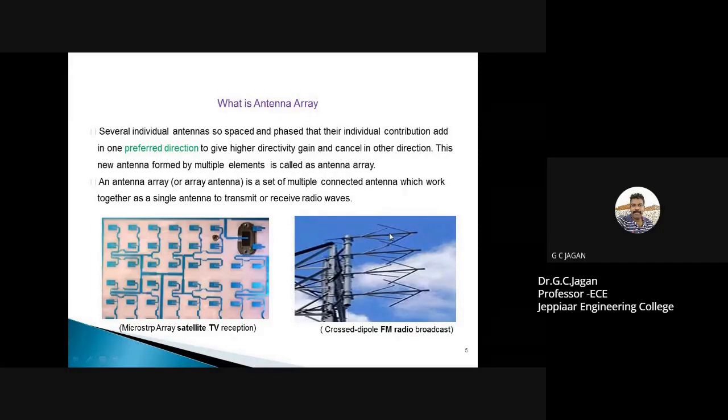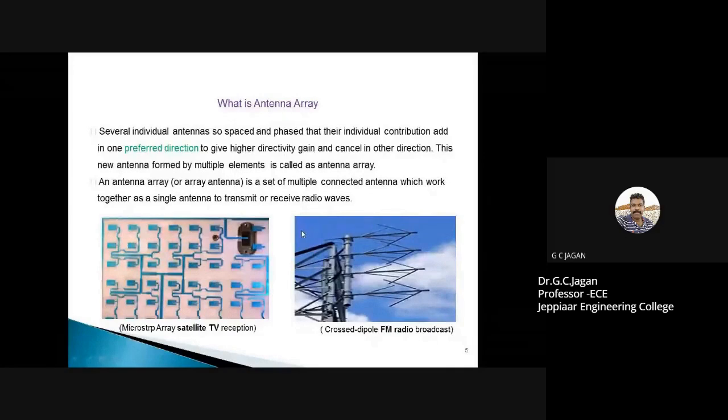while the radiation can be cancelled in other directions. Directivity means the maximum radiation is towards a particular direction. Gain increased means it can reach maximum distance towards that direction. So these two functions can be achieved by an array antenna. An array means the same type of element, multiple elements we are arranging, and we feed them with the source. Each antenna will be excited.